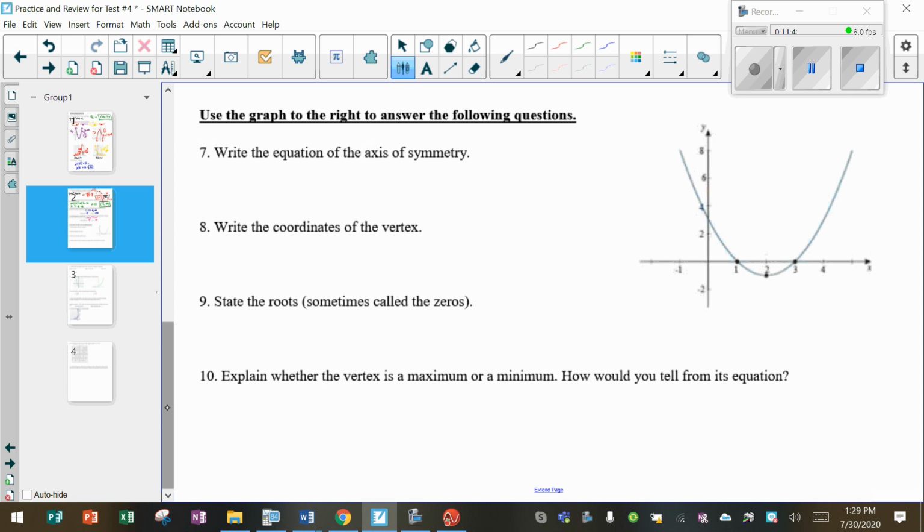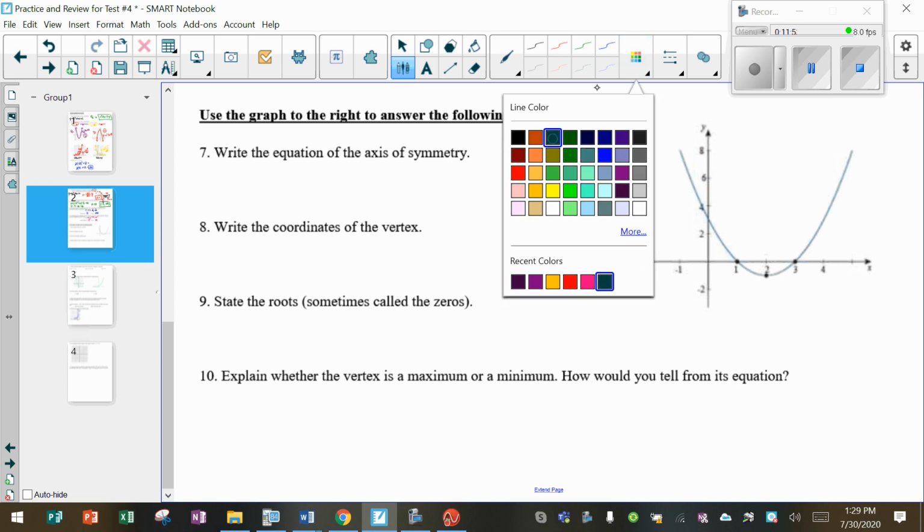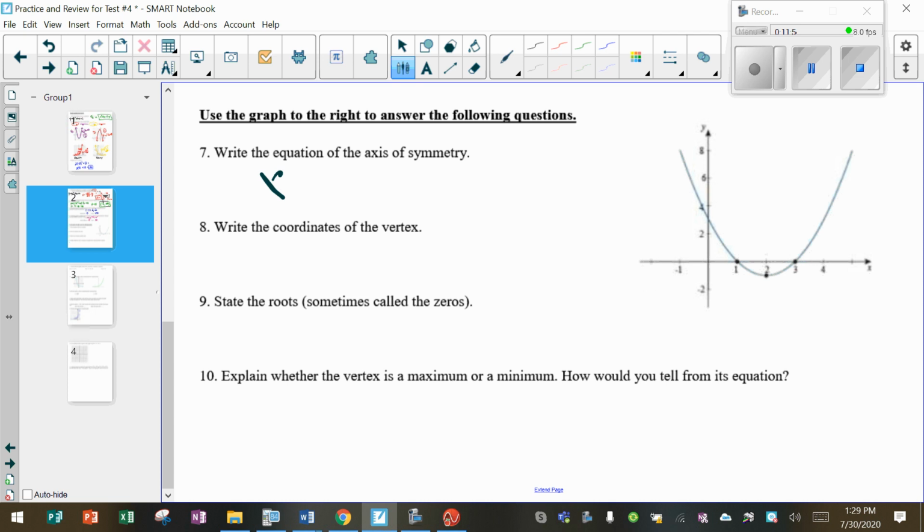Alright, now let's do some picking out of stuff from a parabola. Here's a nice graph of a parabola. Write the equation of the axis of symmetry. The axis of symmetry equation is always x equals. And we just need to figure out where is the line that would fold this graph in half, and what's the x value for where that line falls. And that is at x equals 2.